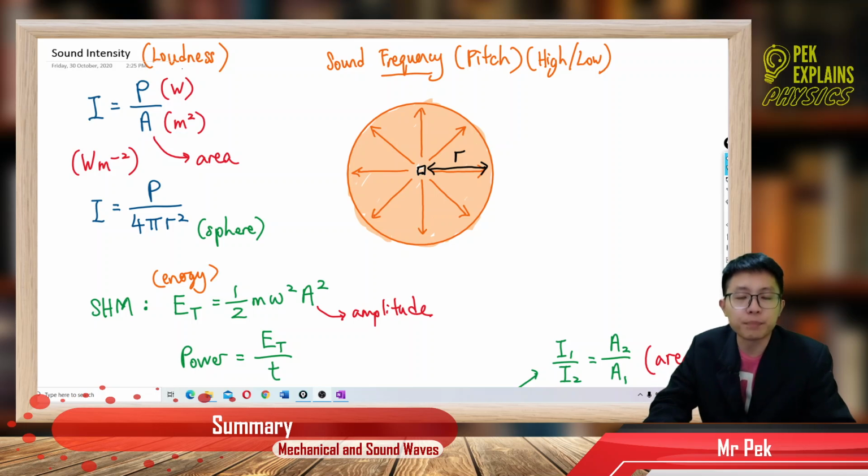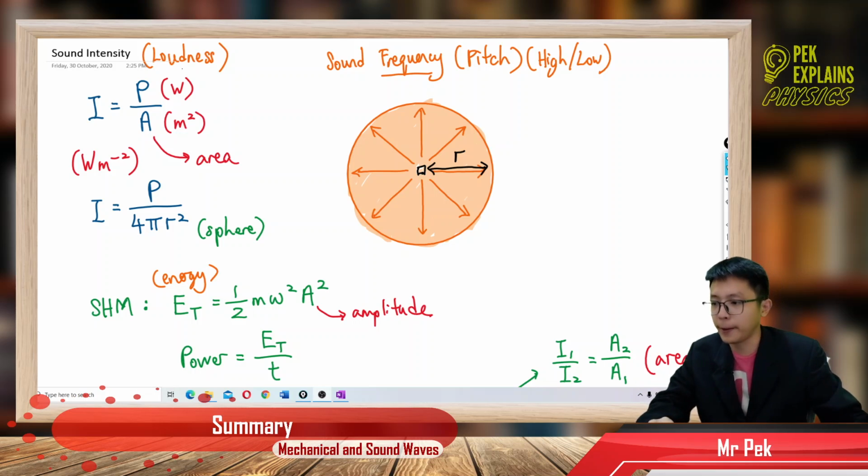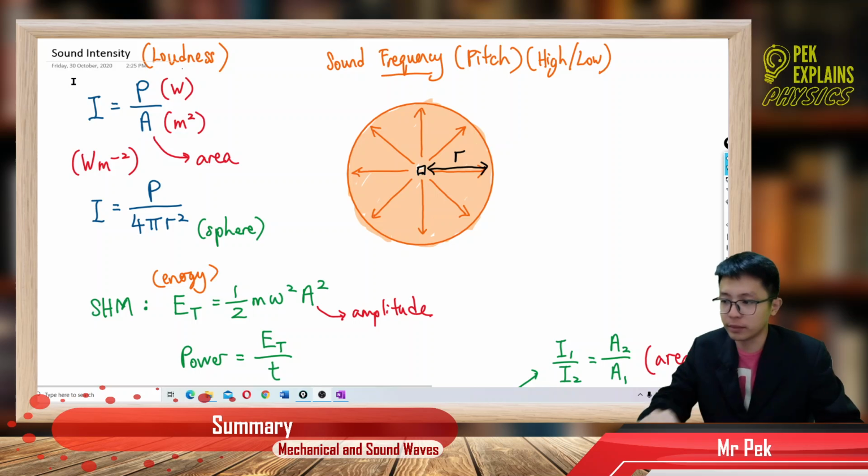Okay, now the third part in the mechanical and sound wave. Basically, starting from this part is more on sound wave. Okay, sound wave. Now, we want to learn about sound intensity. Sound intensity is actually the loudness of sound.